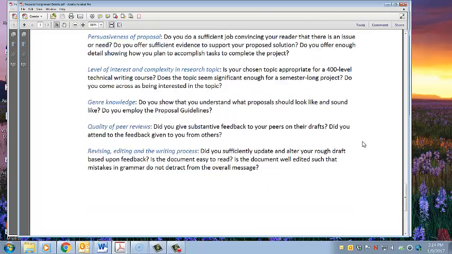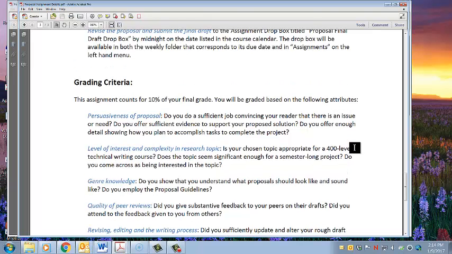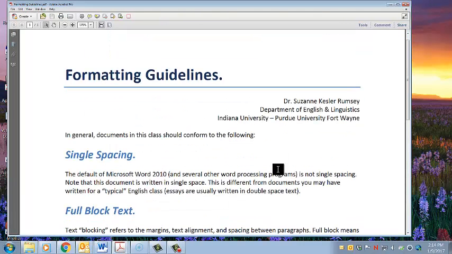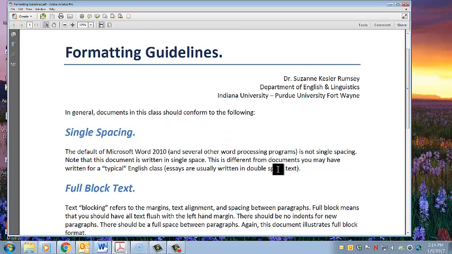This document is available under Important Course Documents. It's also available in, I believe, the week 1 or week 2 folder. Okay, so second thing to keep in mind, this is formatting guidelines. This is available to you under Important Course Documents. This is just the general guideline of what all your documentation in this class should look like. Okay, things that you're going to know. This whole document is written as I would like it to look.